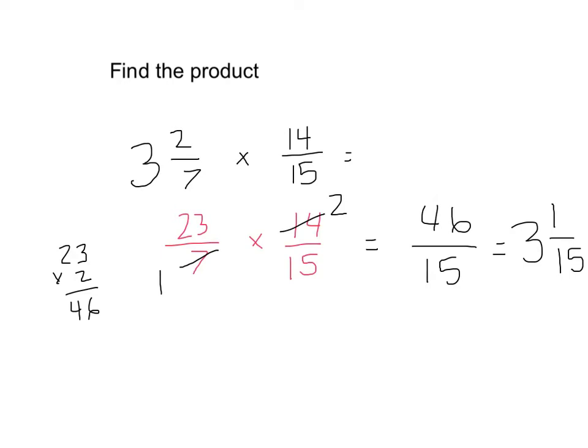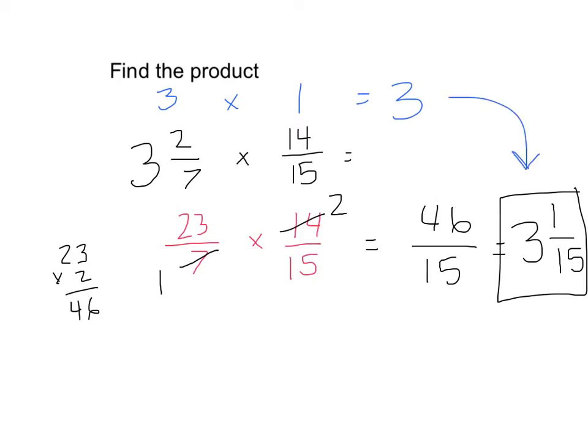Now, going back to estimating, why do we teach you to estimate? Just to make sure that our answer is in the right ballpark. So if I were wanting to round my beginning problem, 3 2/7, it would be rounded to 3. And if I wanted to round 14/15 to the nearest whole number, it would round to 1. And 3 times 1 equals 3. So I can double check 3 with my actual answer to see if I was somewhat close. And because I am probably guaranteed to be about right. Estimating is really, really nice in order to double check your work.